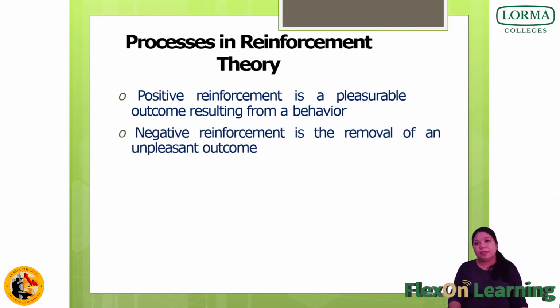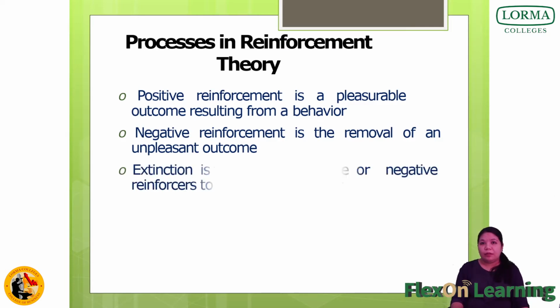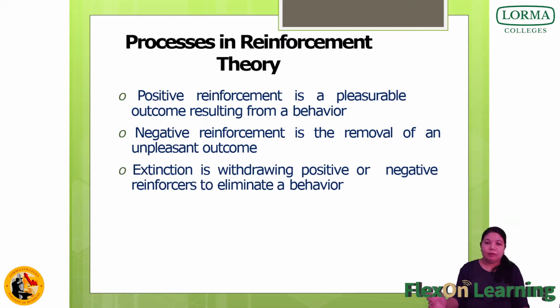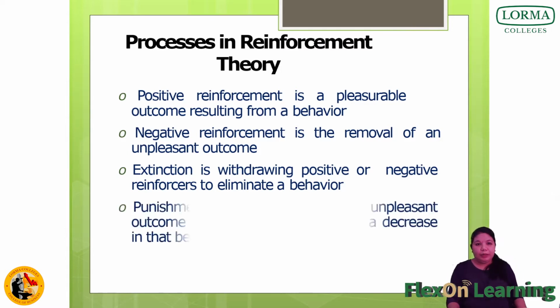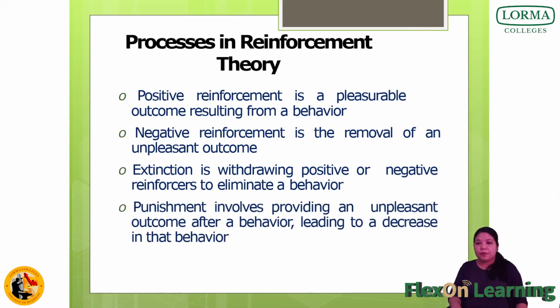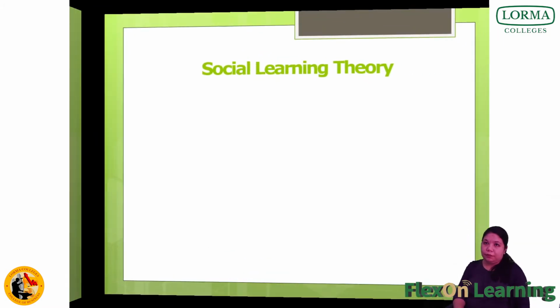Negative reinforcement is the removal of an unpleasant outcome. Of course, you're already avoiding the kind of behavior that might give a negative impact on you. Then extinction is withdrawing positive or negative reinforcement to eliminate a behavior. Then punishment involves providing an unpleasant outcome after a behavior leading to a decrease in that behavior.